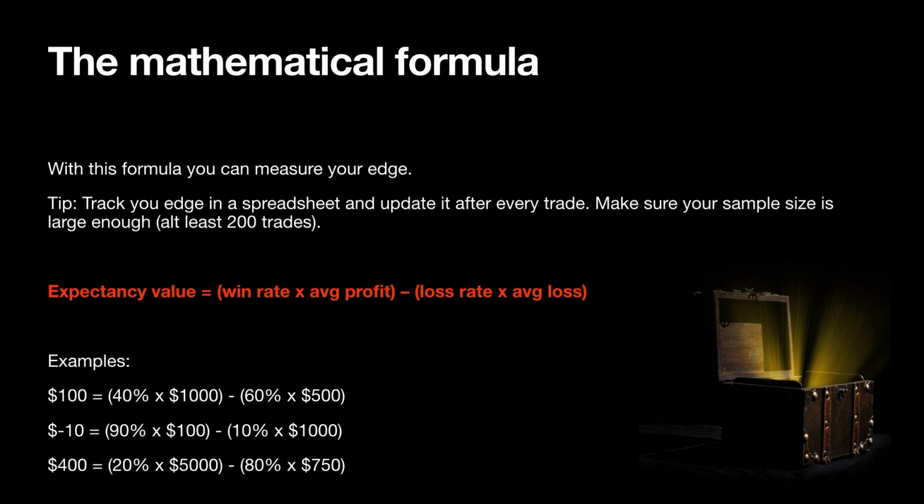And if you look at the third example, you see, okay, in 20% of all trades, I make $5,000 on average, and in 80%, I lose $750. So this is a strategy where you only make money in a very, very small number of trades. This is a trading system with a very low hit rate, and I'm very sure that not many people are able to trade that, because it's really, really hard to lose so much.